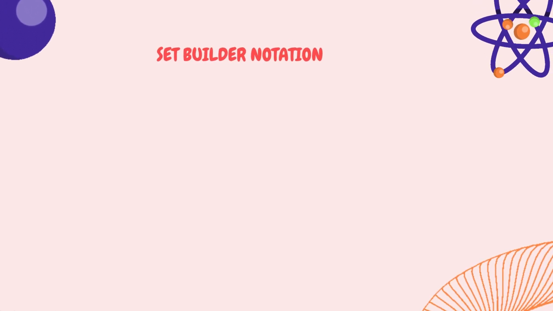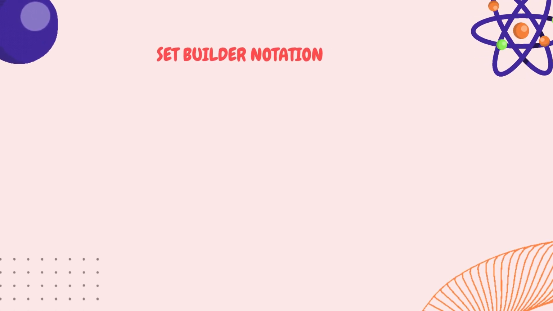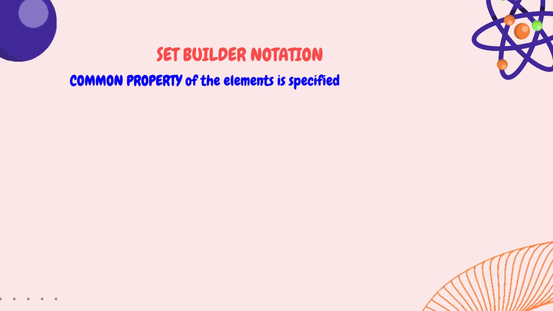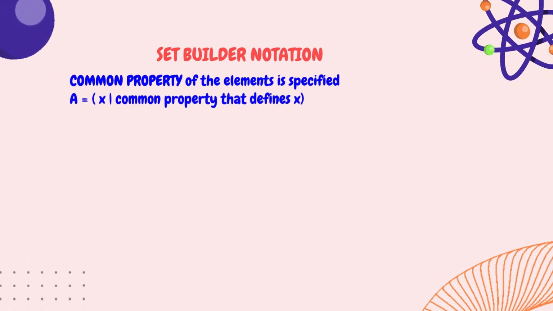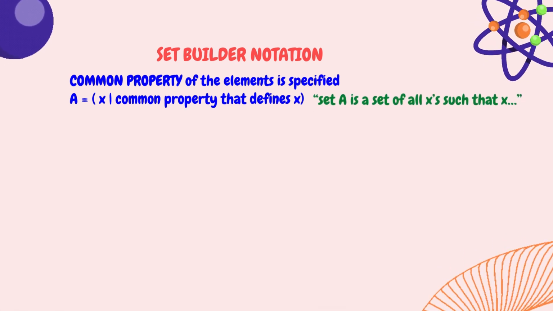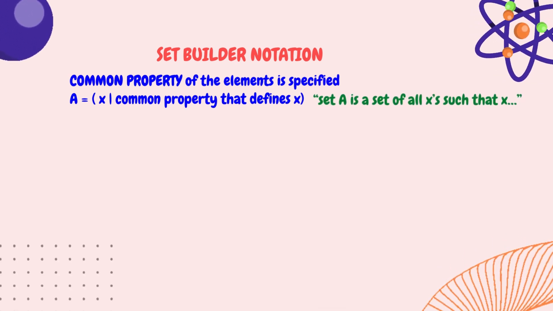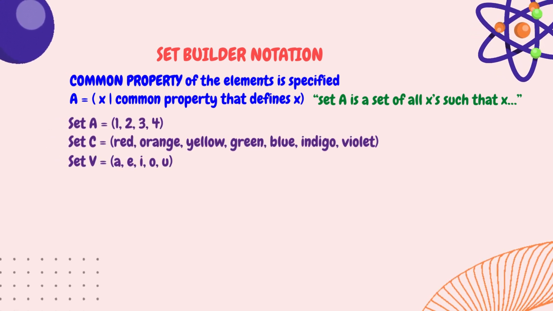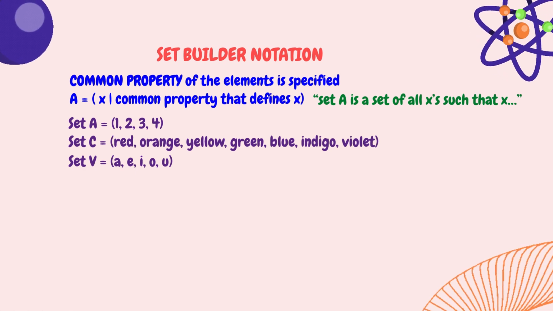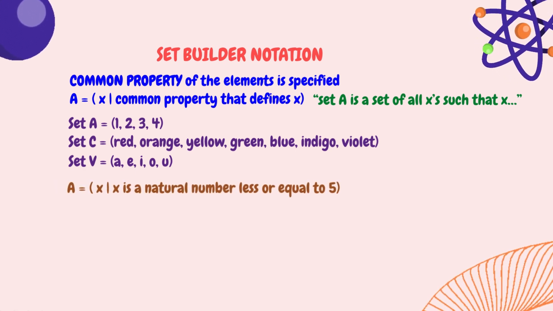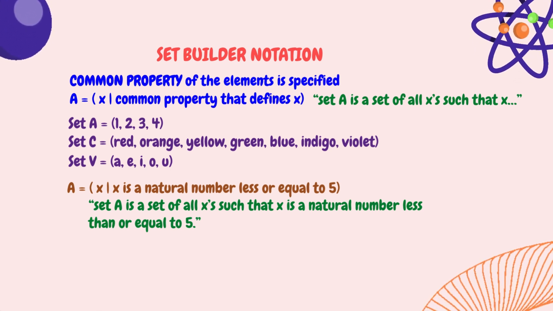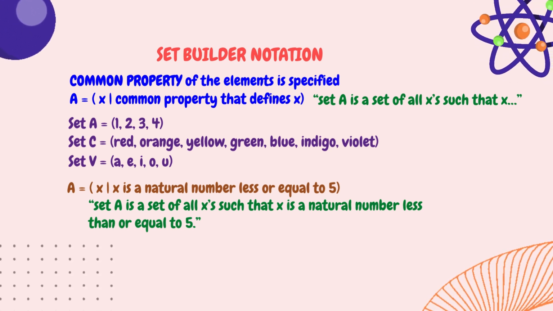Finally, set builder notation. In set builder notation, the common property of the elements is specified. The notation is written in this form. This is read as: set A is a set of all x's such that x. For sets A, C, and V, set A can be written as this. This is read as: set A is a set of all x's such that x is a natural number less than or equal to 5.